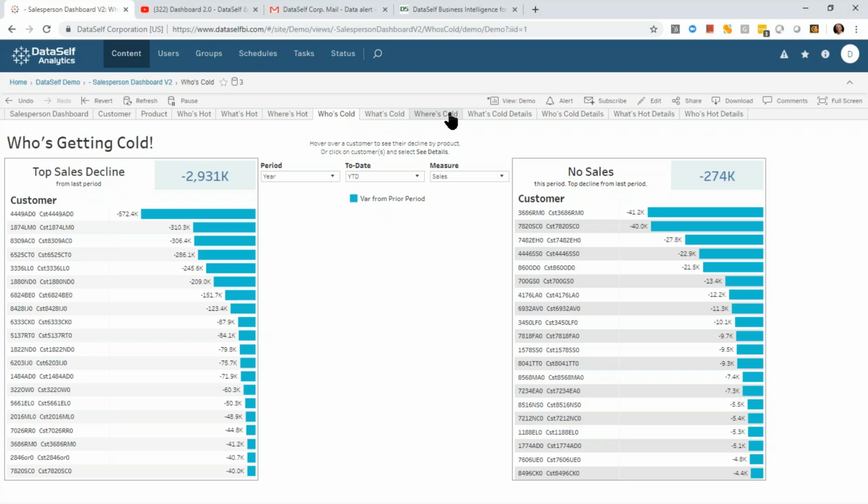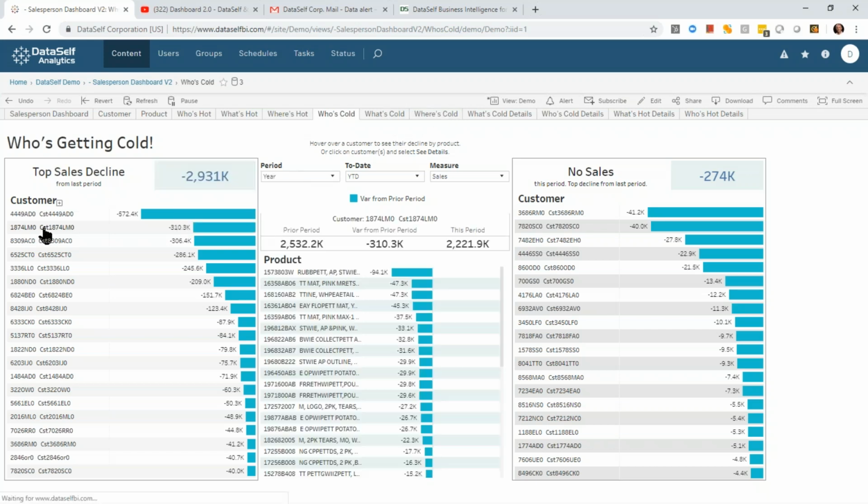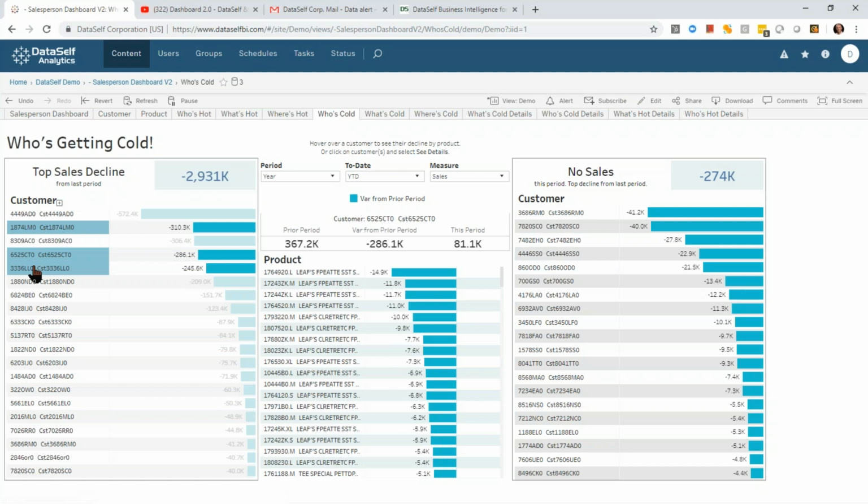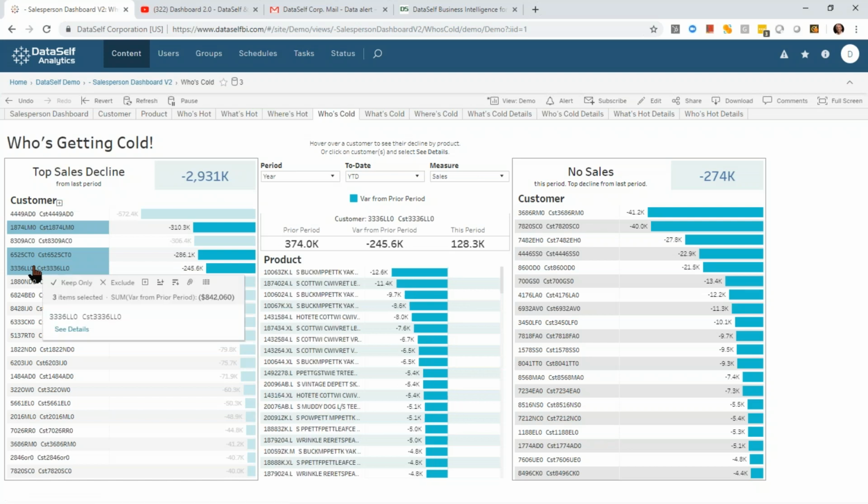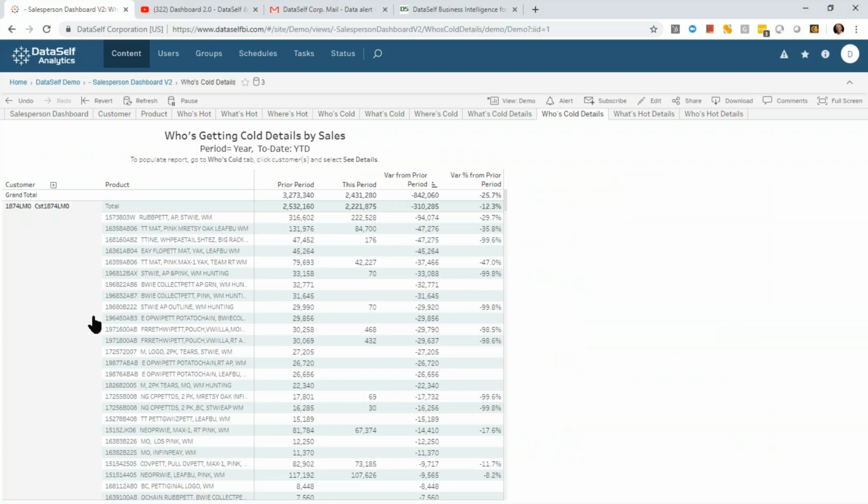In all of these dashboards that I'm showing out of the box, they allow people to change them and to see more details. Let's say I find a few of these customers and I want to see more details. I just select, let's say, these three customers, and I click see details. And now I go to another section in this dashboard, the who's cold details, that will give me a list of customers, the products they were buying, prior period, this period, and the variance in dollar amount and in percentage. So, easy ways to see that information.